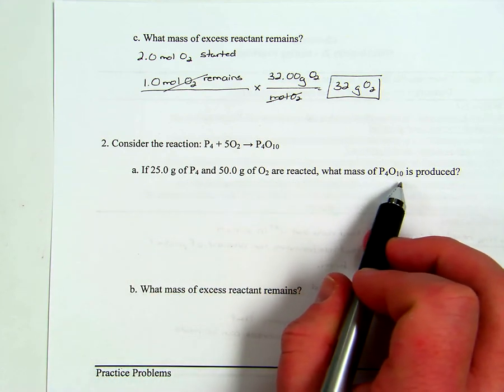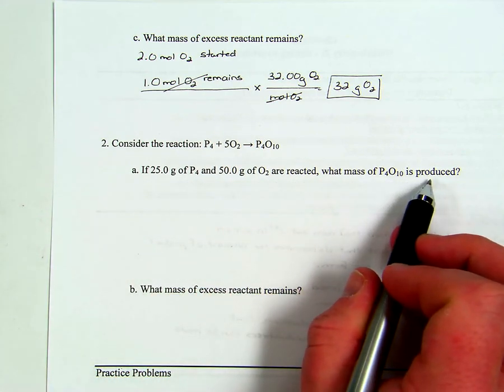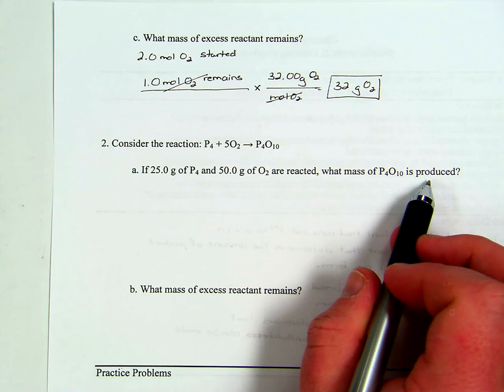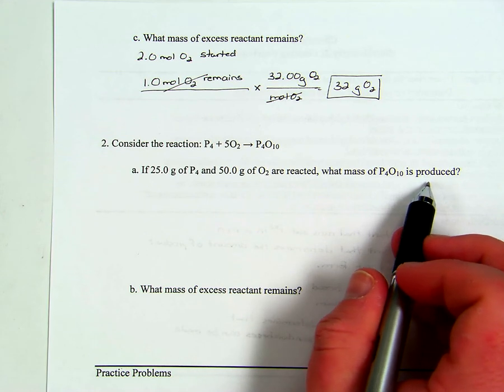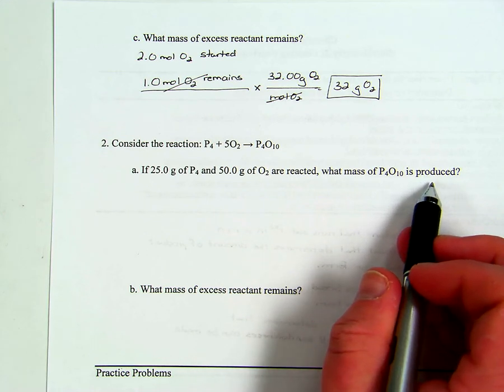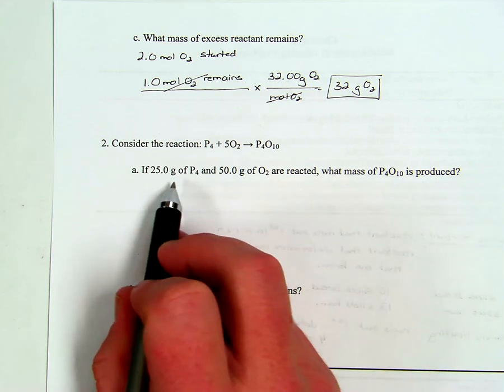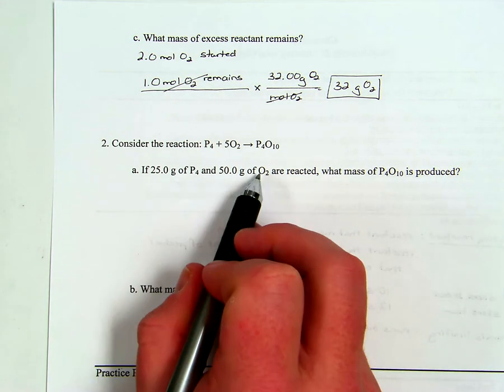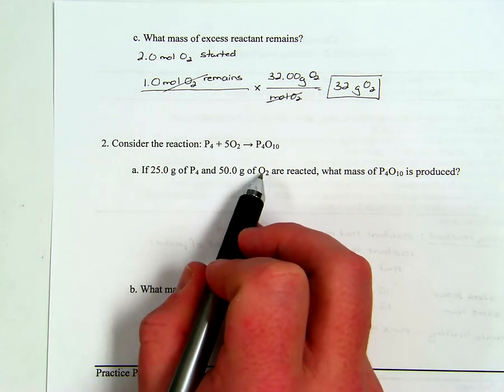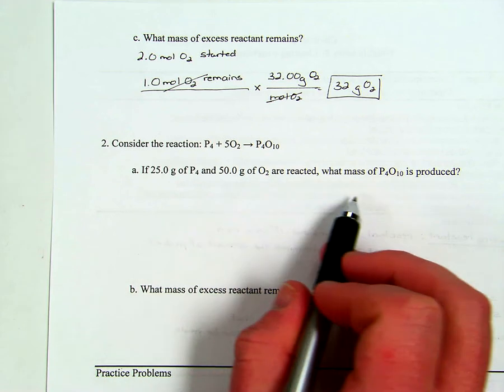This is the same problem we just worked. The difference is we're not specifically asked to find the limiting reactant. However, we still need to determine what it is, because we don't know which of these, the phosphorus or the oxygen, is limiting, so we don't know which one will determine how much of the product, the P4O10, we're going to get. So we're going to do the same thing we did before.